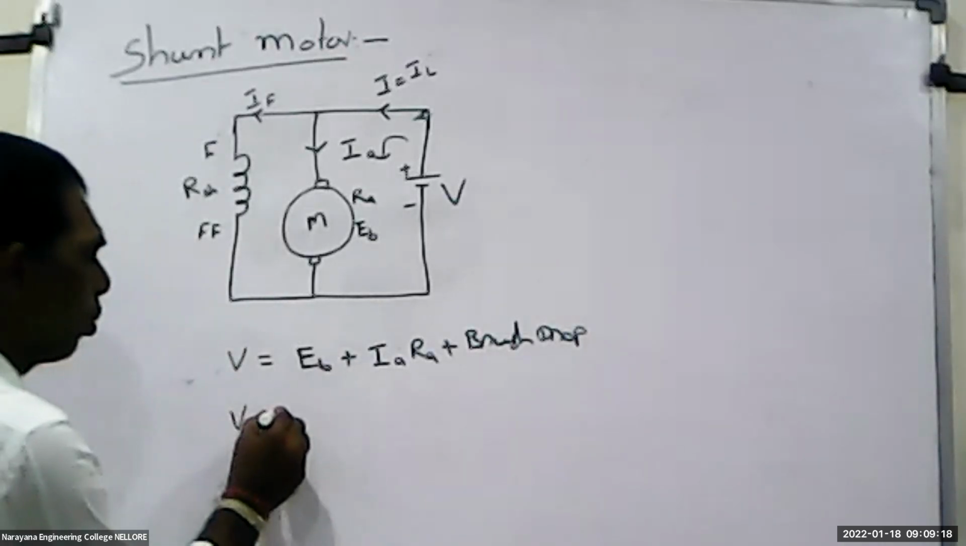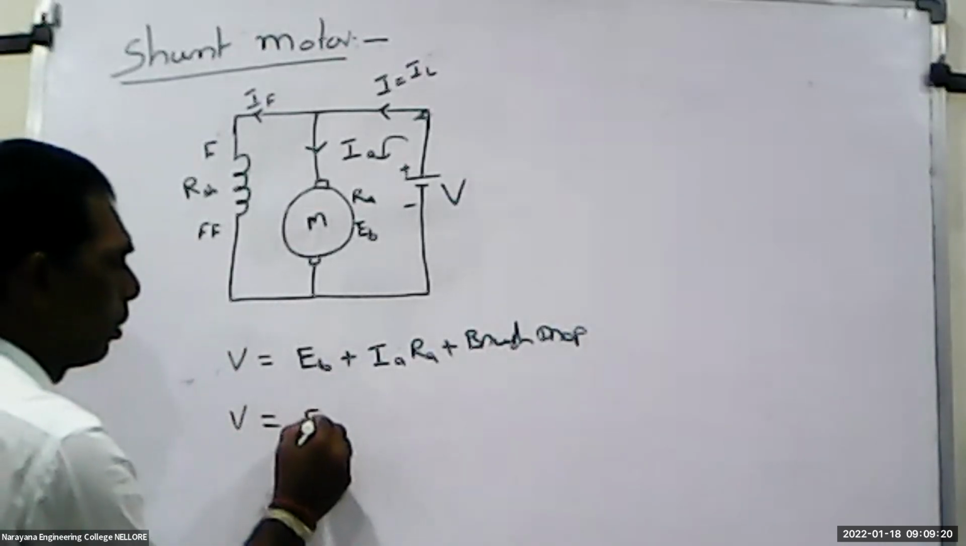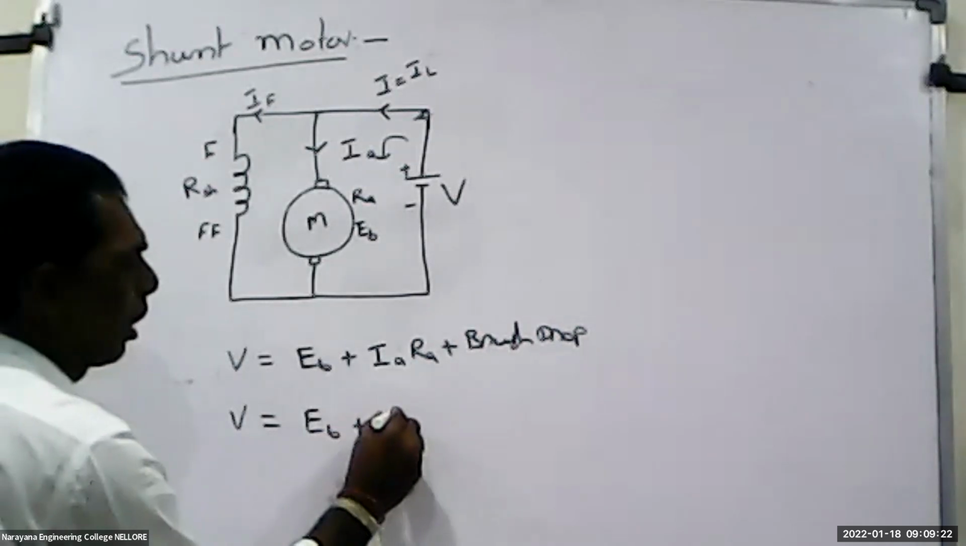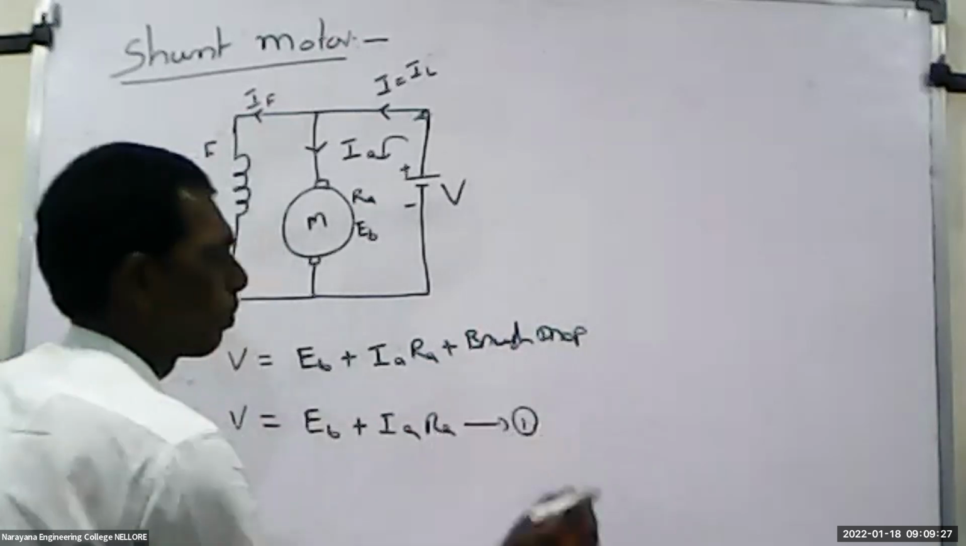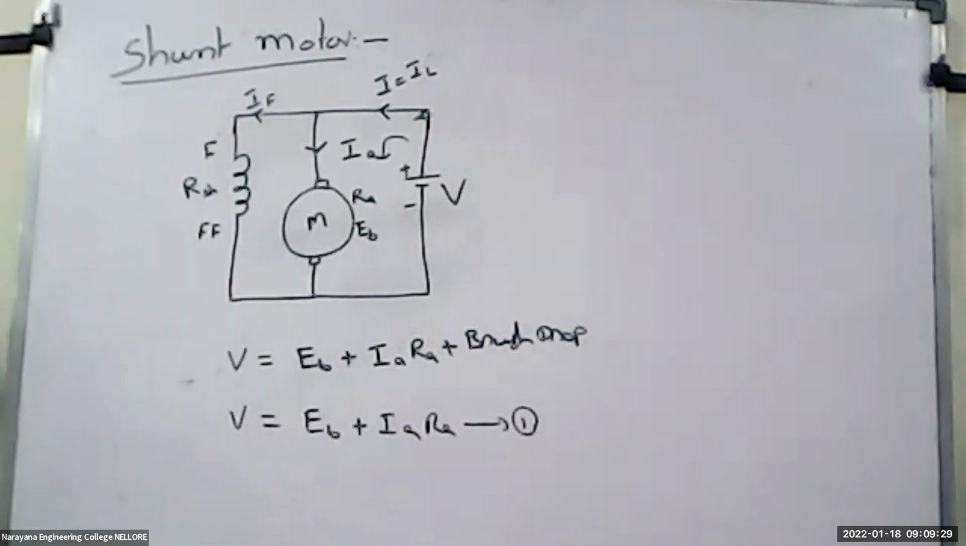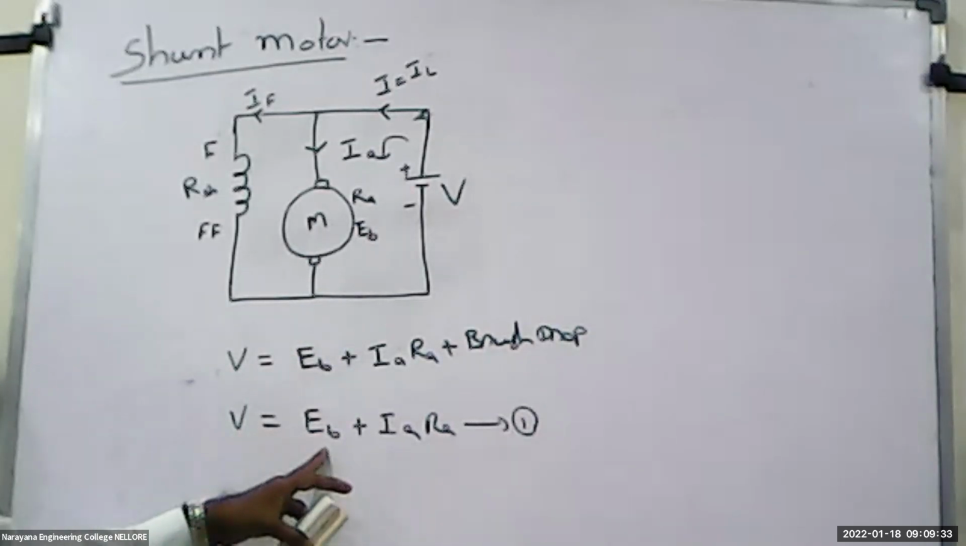Then V is equal to EB plus IA RA. That is equation number 1. So the first equation gives the relation between back EMF and supply voltage.